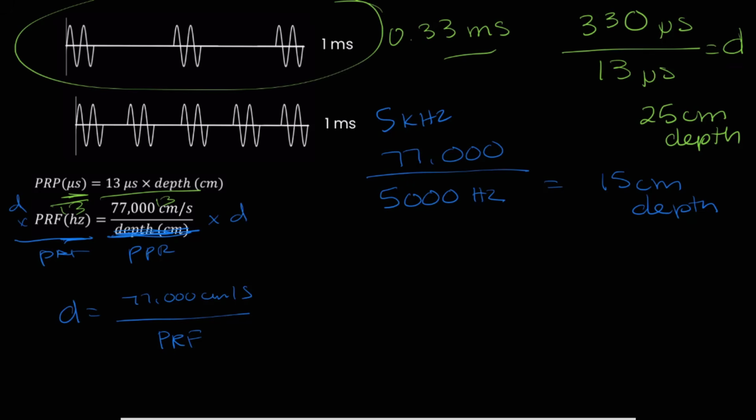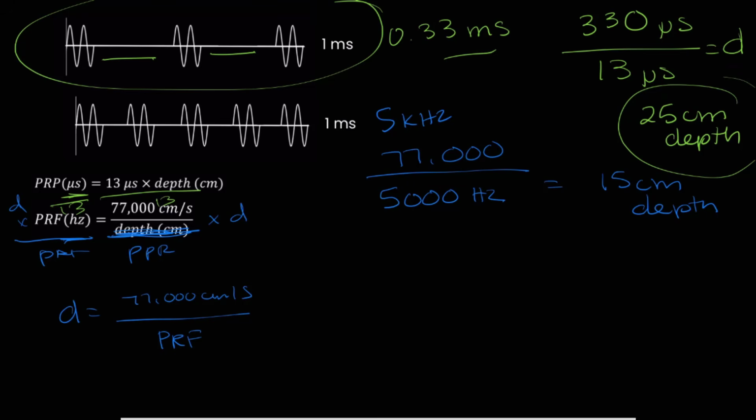So our top waveform shows us that we are imaging to a maximum depth of 25 centimeters. We can see long wait times that match up with the idea that deeper depth equals longer pulse repetition periods, which decrease the pulse repetition frequency.